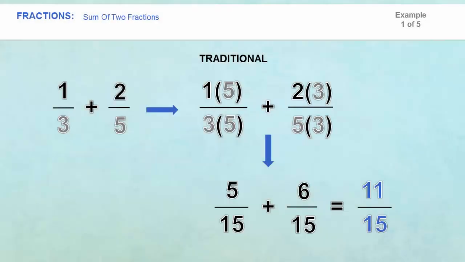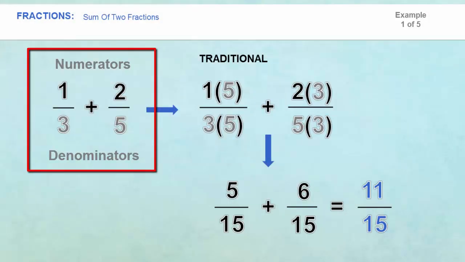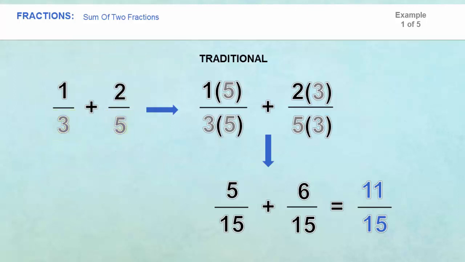This technique is for adding two fractions without using the lowest common denominator. All that is, is the smallest common number into which both denominators, in this case 3 and 5, go. Typically when we add two fractions using the traditional method, we find the lowest common denominator, in this case 15.